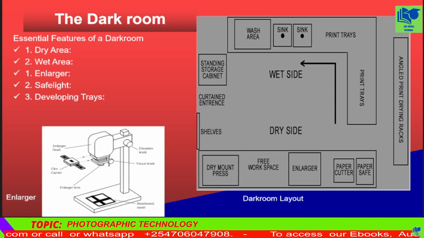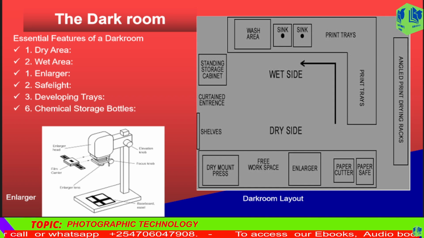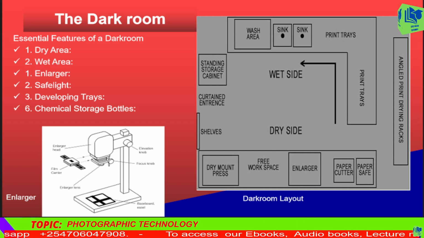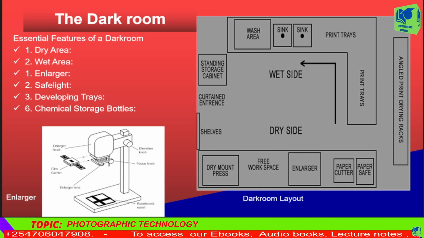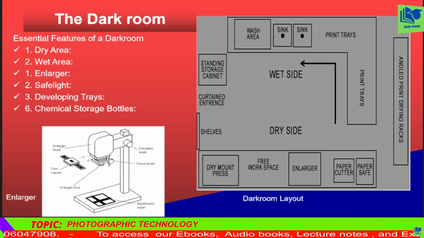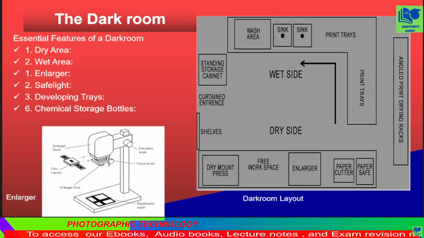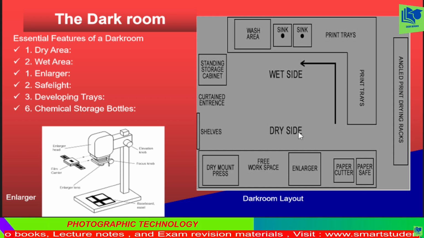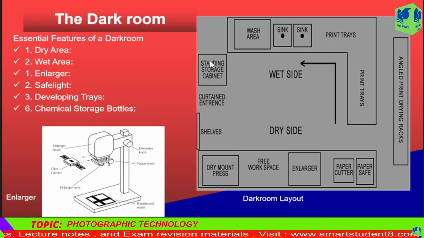4. Tongs. Tools used to handle photographic paper during processing, minimizing direct contact and reducing the risk of contamination or damage to the prints. 5. Timer. A device to monitor exposure times and chemical processing durations accurately, ensuring consistency and repeatability in print quality. 6. Chemical storage bottles. Containers used to store photographic chemicals safely, protecting them from contamination and prolonging their usability.